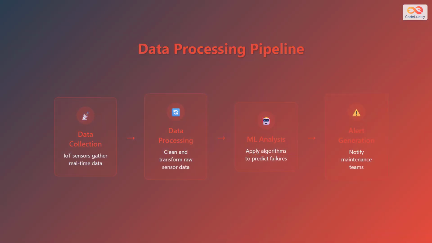Data processing pipeline. First, data collection. Internet of Things sensors gather real-time data. Then we have data processing, where we clean and transform raw sensor data. After this, we perform machine learning analysis. We apply algorithms to predict failures. Finally, we have alert generation to notify maintenance teams.